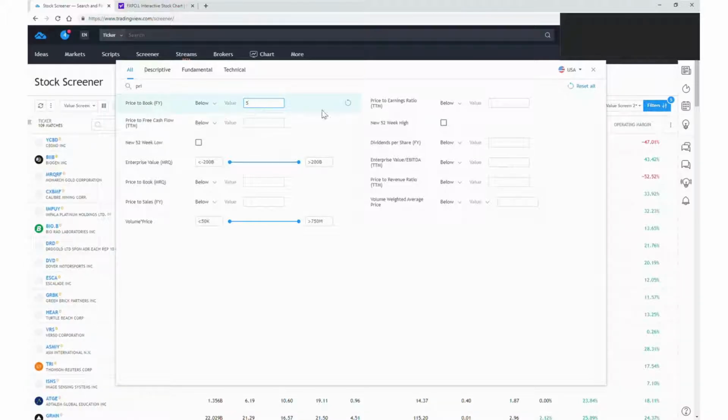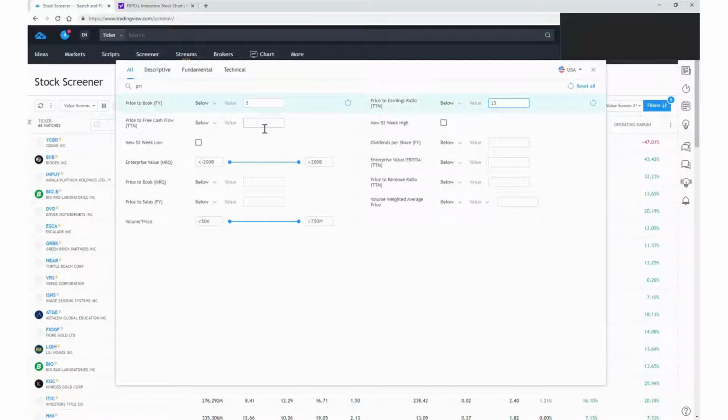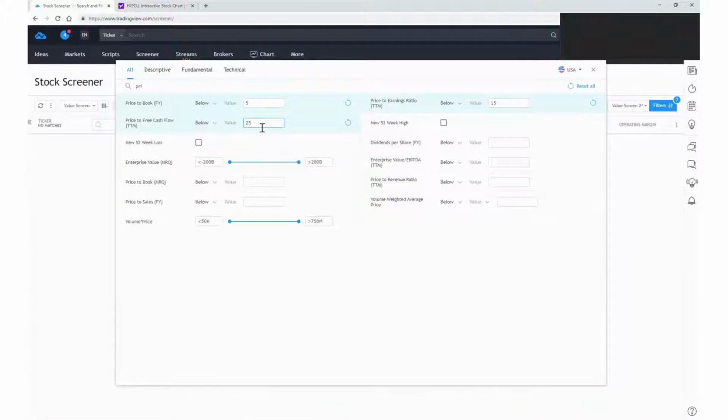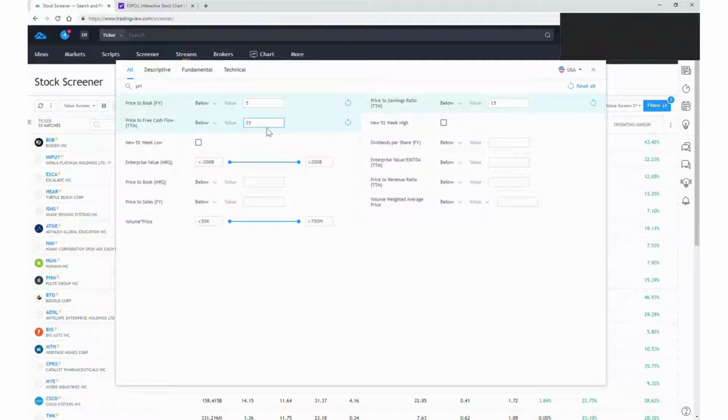Now, it's worth noting that TradingView do not provide a free cash flow yield ratio as part of the free screener, but they do have the price to free cash flow ratio, which is effectively the inverse of a free cash flow yield. As it's the reverse of the free cash flow yield, we want this value to be low instead of high as we did for the free cash flow yield. So we'll give this a value of 25 or below 25.